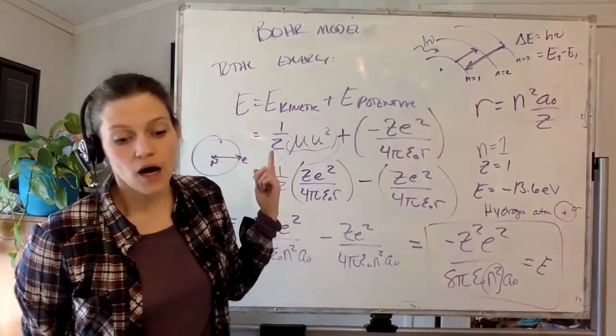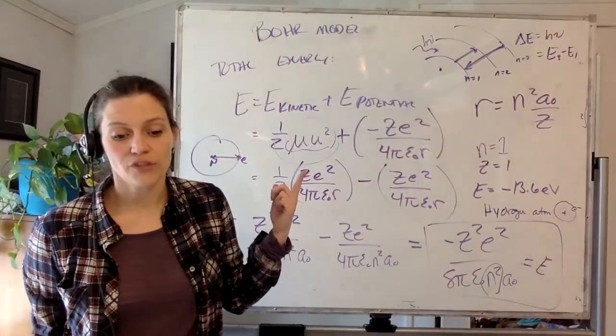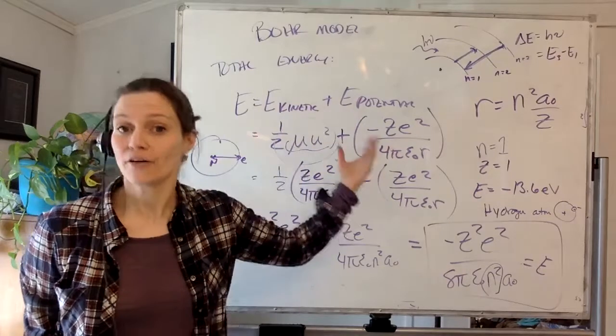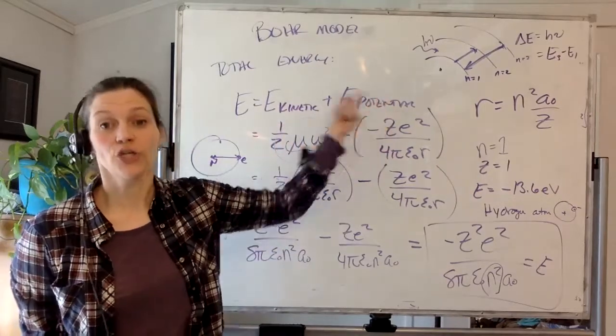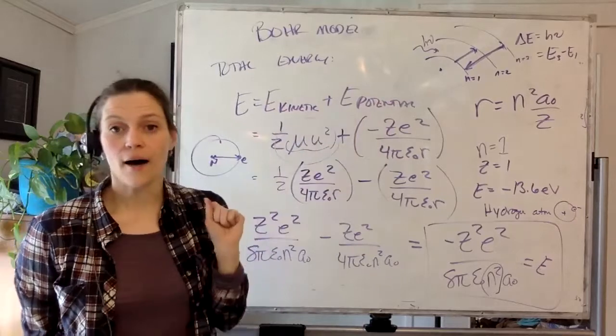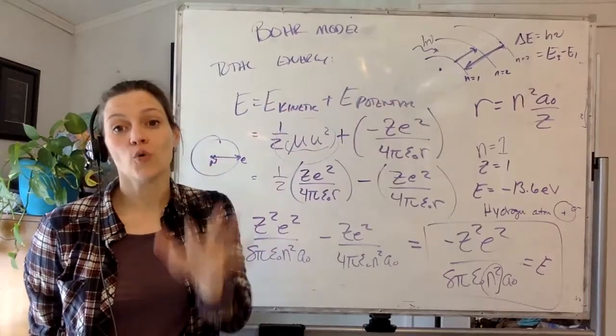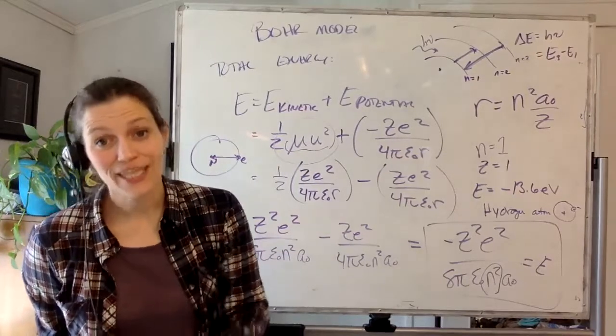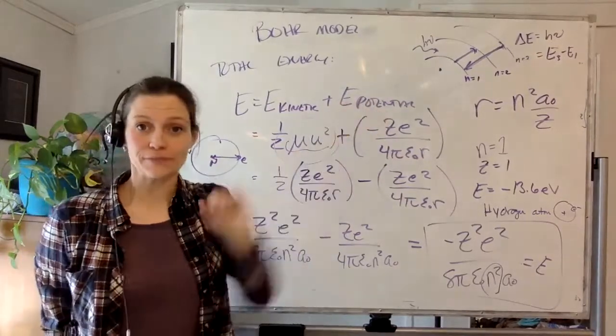The other thing I want you to think about is how we approached determining the energy by looking at the kinetic plus the potential, two types of energy. We're going to build quantum states by thinking of both the kinetic energy that's bound by the potential energy.